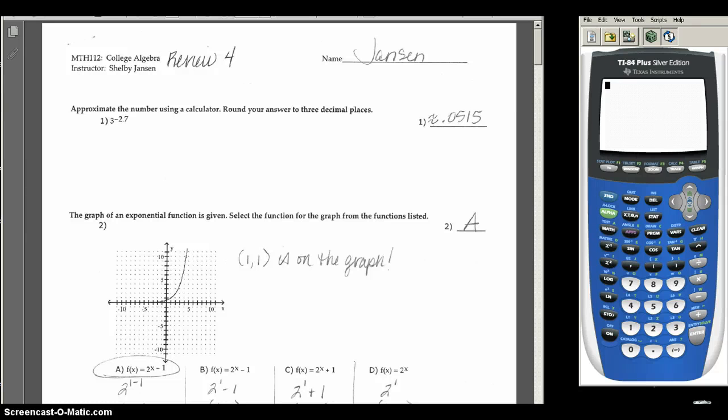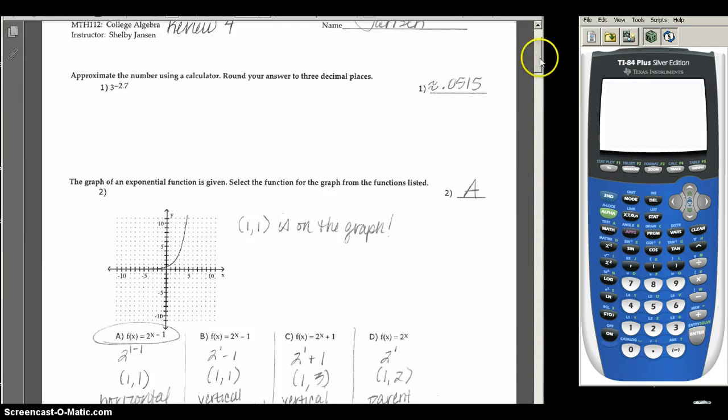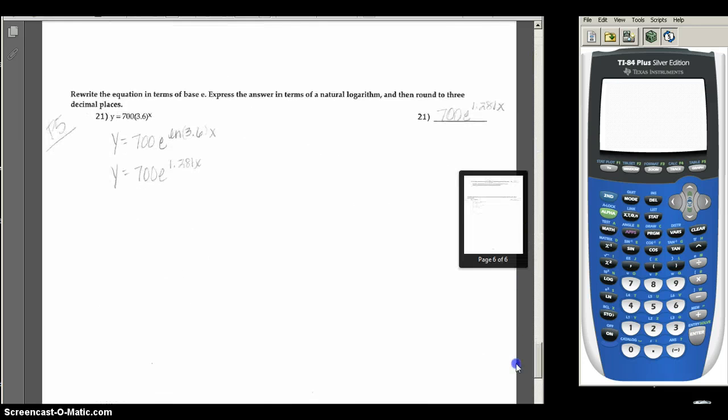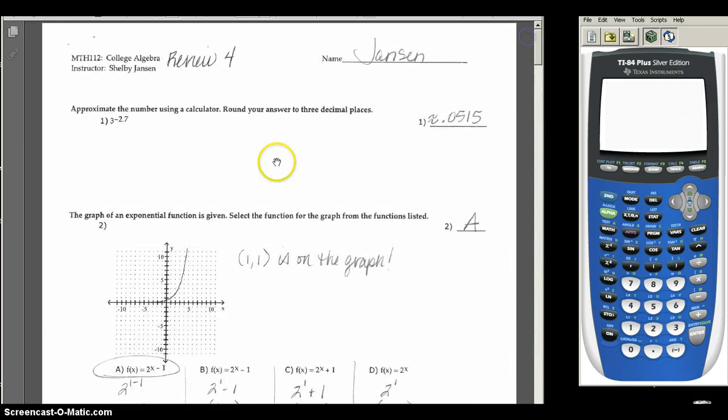This is the review for College Algebra Chapter 4, and there are 21 problems. The first one is just a calculator exercise: 3 to the negative 2.7, rounded to 3 decimal places, is approximately 0.0515. No work needs to be shown on that, it's just a calculator exercise.